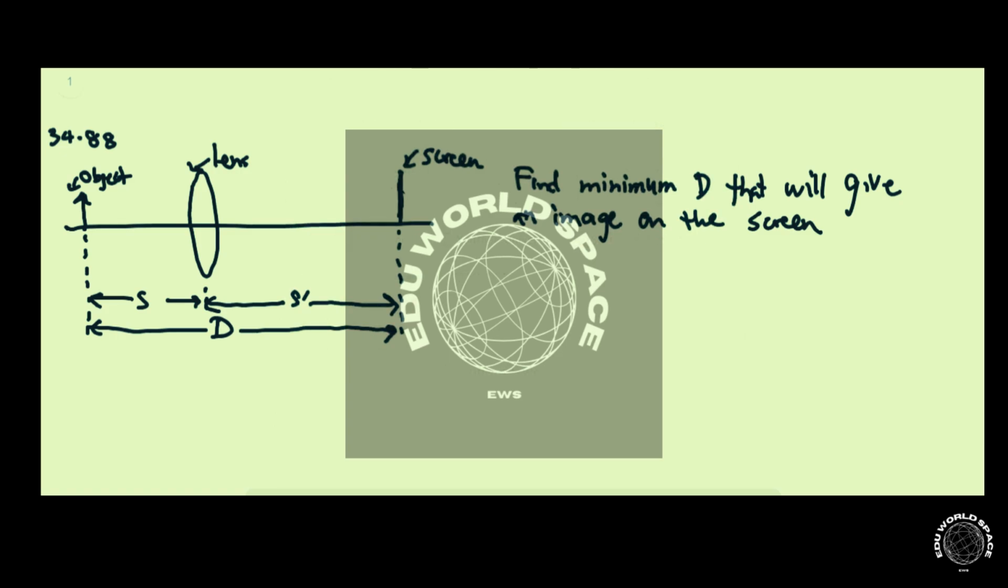In problem 88, we have an object and a screen that's separated by a distance d, which I labeled uppercase D. And there is a converging lens that's placed between the object and the screen. So we have S here denoting the object to lens distance and S prime denoting the screen to lens distance. And we're asked to find the minimum distance between the object and the screen that will still give you an image on the screen. So I will solve this problem in two ways.